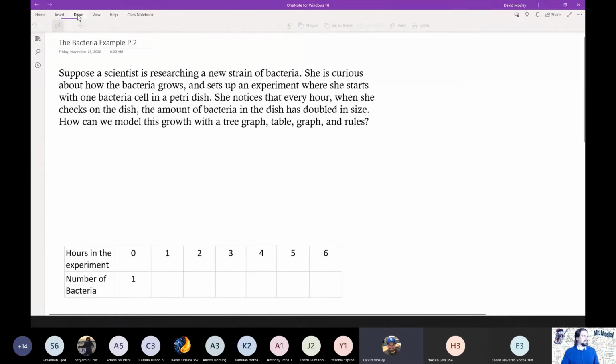So let us start with our tree graph. All right. So in this scenario here, we are starting with one bacteria, right? That's important. Every hour, when they check on the dish, the amount of bacteria in the dish has doubled. As far as multiplication is concerned, what is doubling? What is that saying to do? What are we multiplying by?